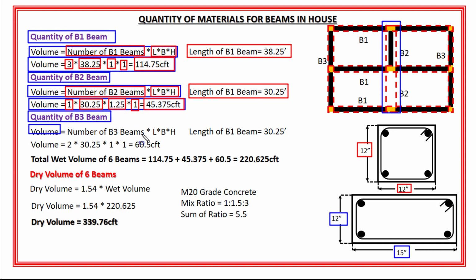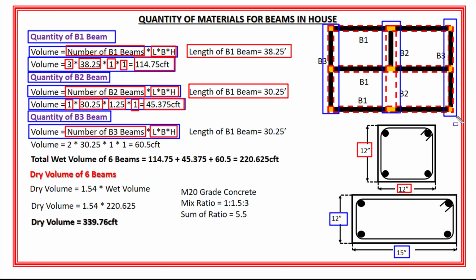So the volume of B3 beam is equal to number of beams into length into breadth into height. Here the total number of B3 beams are 2. Length of B3 beams is 30.25 feet. Width of B3 beam is 12 inches, which is equal to 1 feet. And also the height of B3 beam is 1 feet as well.